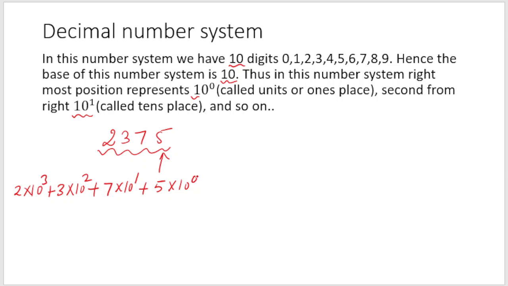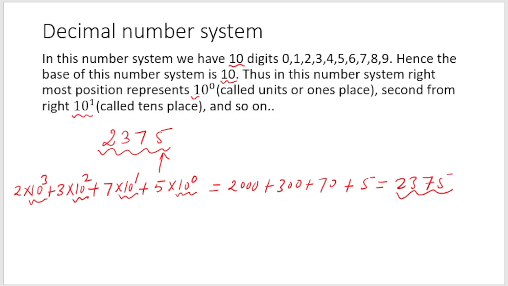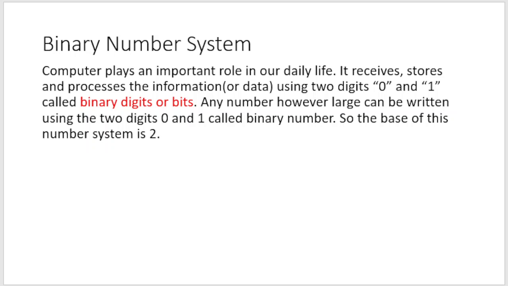So you can see that we are starting from the rightmost digit, and we are multiplying it by 10 to the power 0, and then the second digit from the right by 10 to the power 1, third digit from the right by 10 to the power 2, and fourth digit from the right by 10 to the power 3. So that is what we are going to get. We are going to get here 2000 plus 300 plus 70 plus 5, which is 2375 in the decimal number system. So this is something that you already know, right? It was just an idea that I wanted to recall.